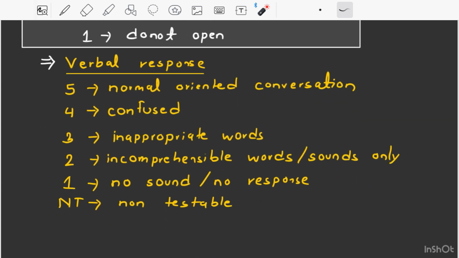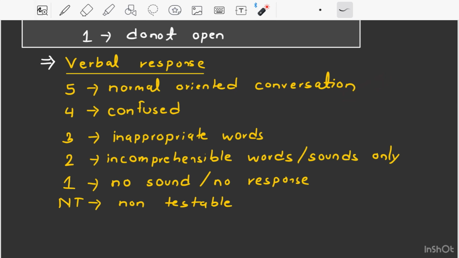Now we come to the second parameter, the verbal response. The maximum score is 5 for verbal response. A score of 5 is given to an individual who is in normal conversation with you. That is, you assess his response to time, place, and person, and he responds in a normal way. Then his verbal response score is 5.